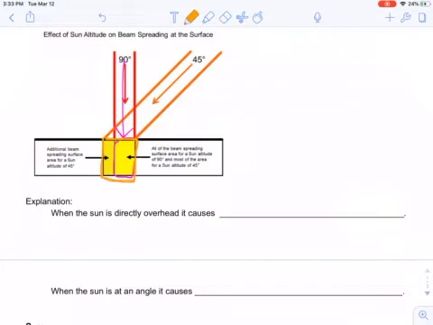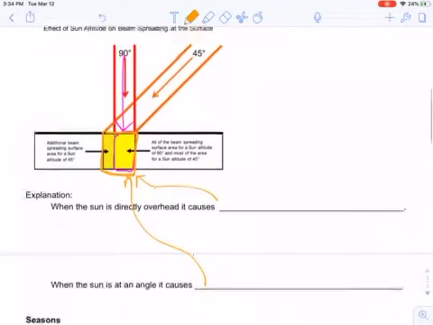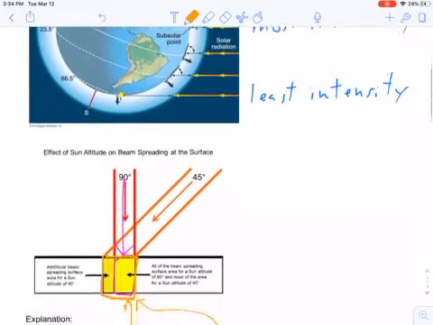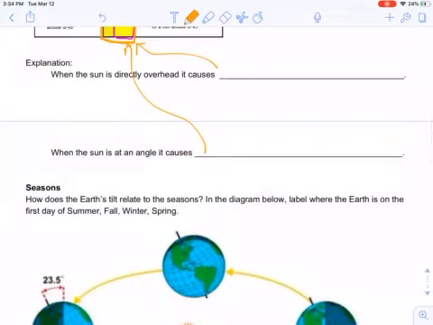So for the explanation part, I'd like you to put into your own words, when the sun is directly overhead, what does it cause to change about the light? And you can also write a similar thing for what happens when the sun is at an angle. So go ahead and pause and think about how you would explain that to yourself. And if you want some more direction on this, there is the portion in your book. I'll list the page number in the Neo.